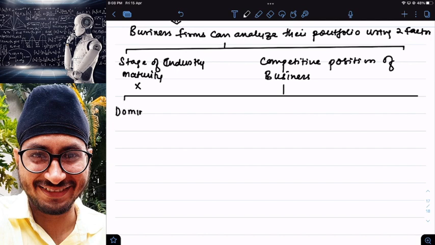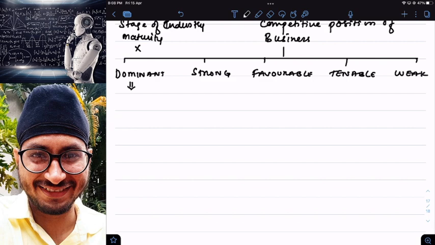Dominant. Second one, strong. Third one, favorable. Fourth one, tenable. And fifth and last one, weak. So how many are there, sir? Dominant, strong, favorable, tenable, weak. Dominant means companies who are having monopoly. I repeat, companies who are having monopoly are considered dominant companies. This type of situation is very rare. Nowadays, a lot of competition is there. Very rarely we see an industry where we have monopoly.